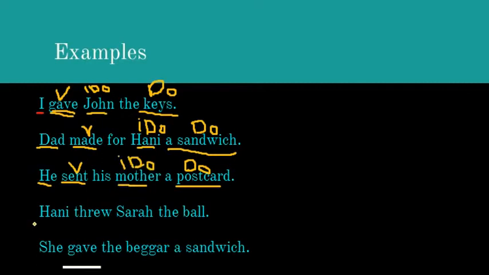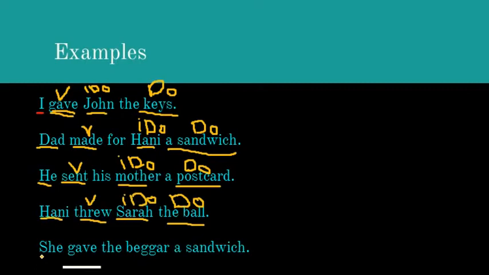Next example, Honey threw Sarah the ball. Now, Honey is subject. Threw is action verb. So let's circle threw and ask what did Honey throw? The ball. Therefore, the ball is direct object. Now step 3, who receives the ball? Sarah. So Sarah is indirect object.